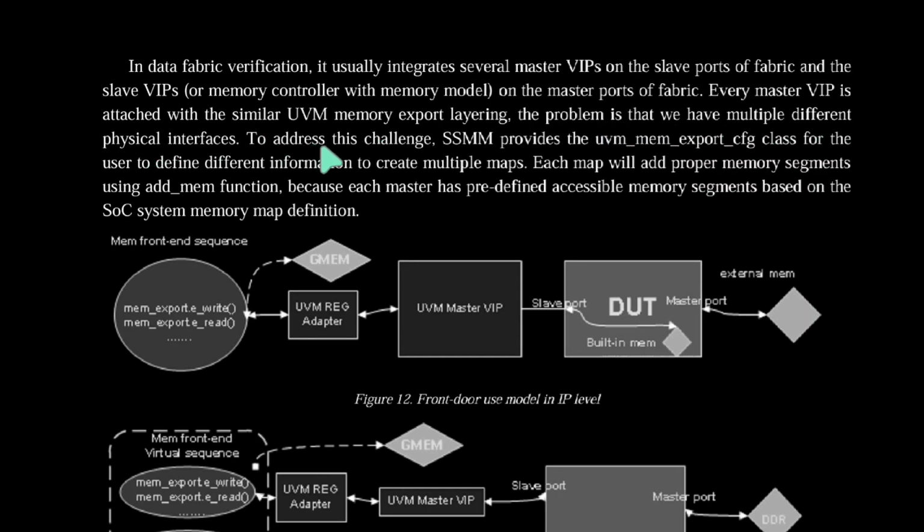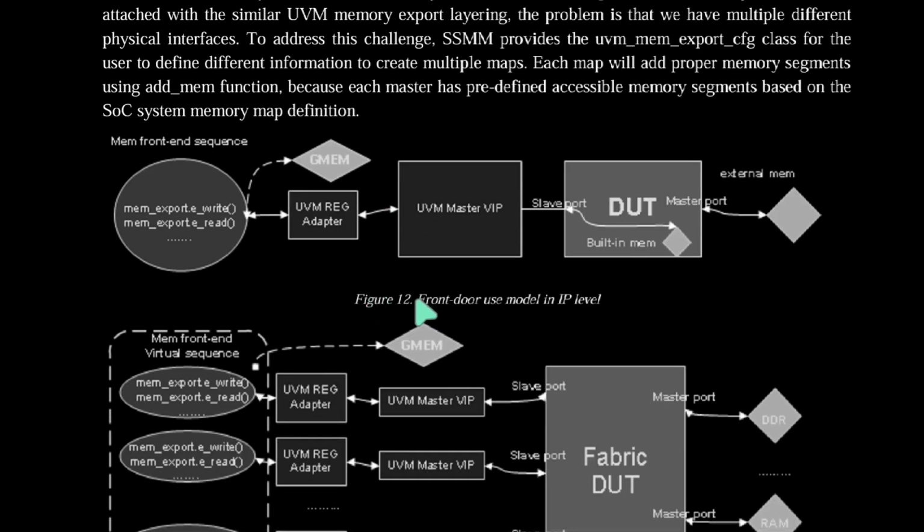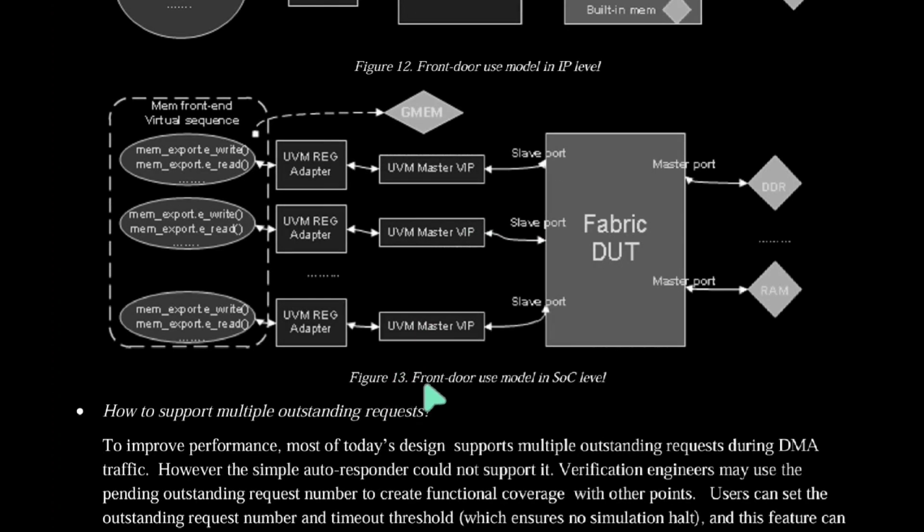To address this challenge, SSMM provides the UVM_MEM_expert_CFG class for the user to define different information to create multiple maps. Each map will add proper memory segments using the add_MEM function, because each master has predefined accessible memory segments based on the associated system memory map definition. Figure 12. Front door use model in IP level. Figure 13. Front door use model in associative level.